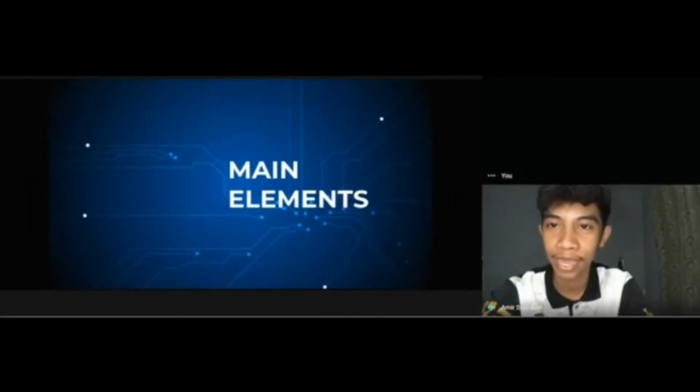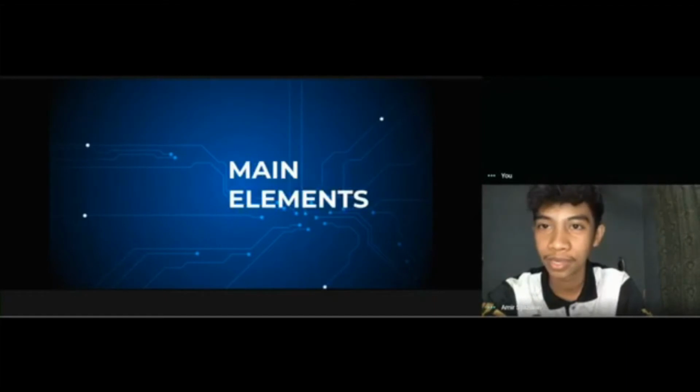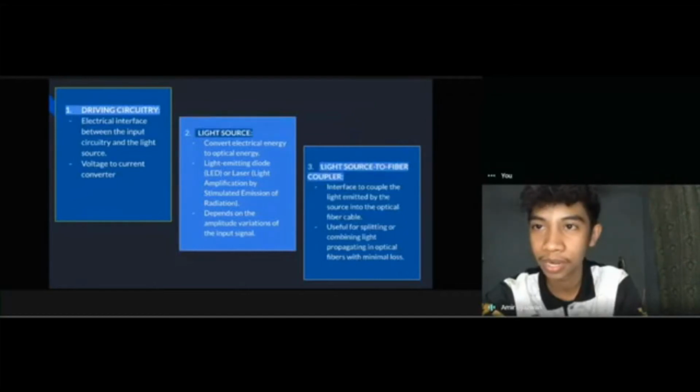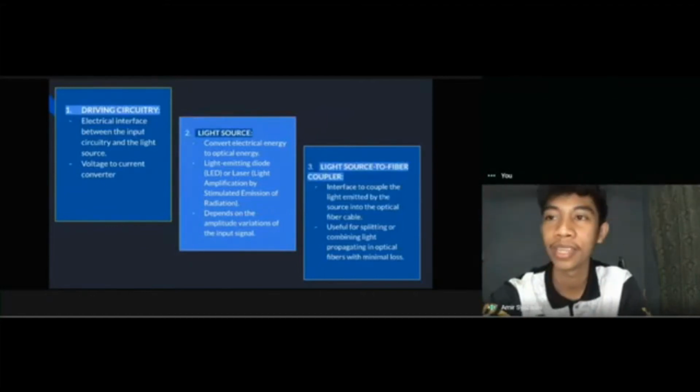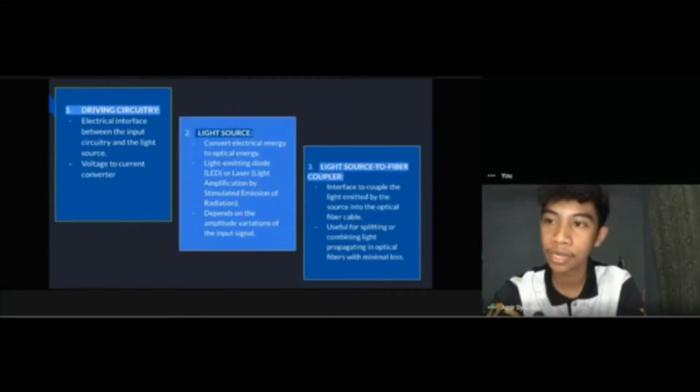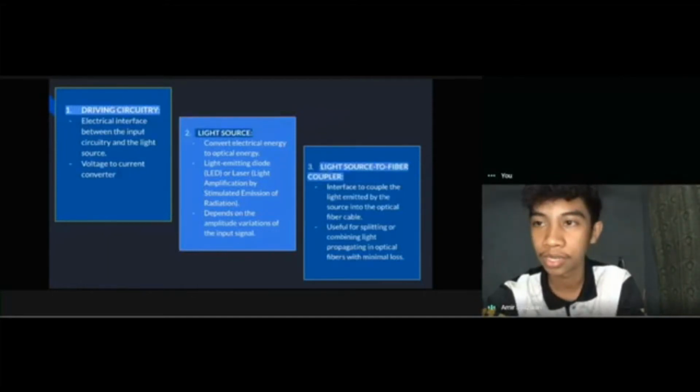Next we go to the main elements of the fiber optic. The first main element is driving circuitry, which serves as an electrical interface between the input circuitry and the light source. The driving circuitry converts voltage signal to current signal, which is to drive the light source. In electronics, a driver is a circuit or component used to control another circuit or component, such as a high power transistor, liquid crystal display, which is LCD, and numerous others.